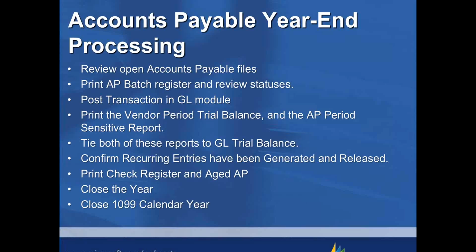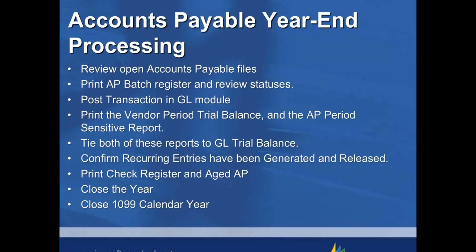Okay, so the standard closing process for accounts payable. You would review, of course, all your open accounts payable, print your batch register, look at the statuses, and make sure that you don't have any batches out there in an H hold, B release later, or an S suspended batch. You shouldn't have any of those, but check to make sure by looking at your batch register at the statuses of the batches.